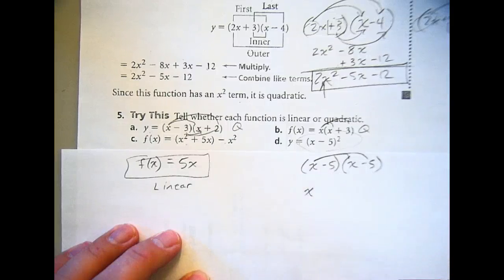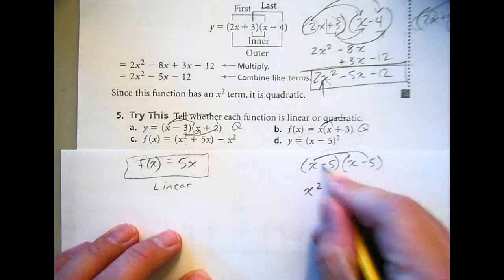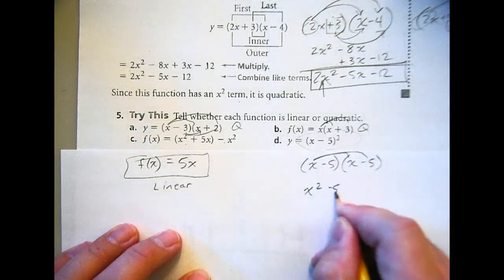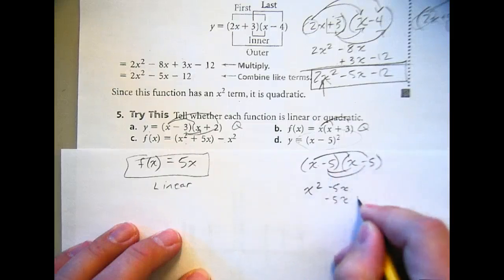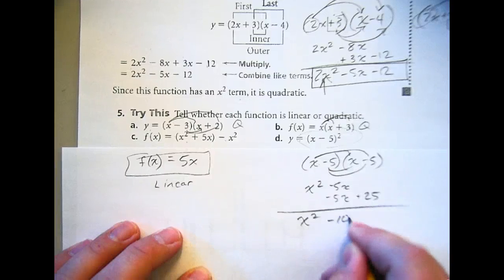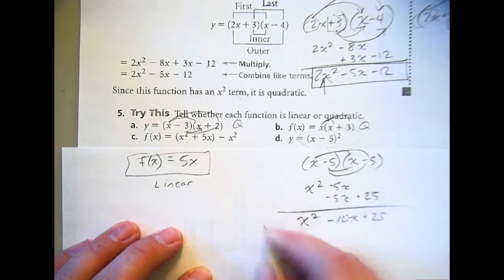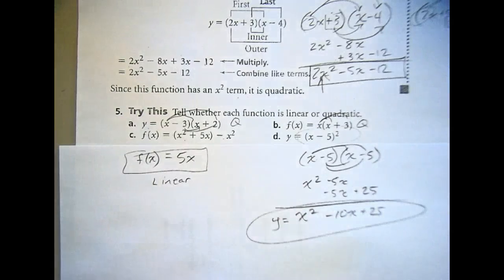How many got x squared minus 25? Oh, okay, so x squared minus 5x plus 25 gives us x squared minus 10x plus 25. And y equals. How many got that? Yeah. Hey, good job.